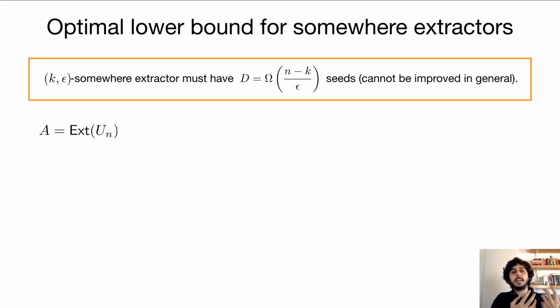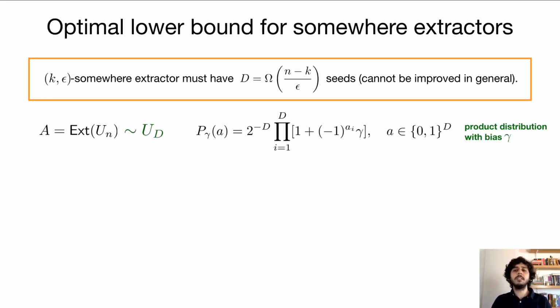So, like I said in the previous slide, the starting point for our lower bound is this special distribution A, which in this case is the output distribution of the somewhere extractor on a uniform input string. For the talk, I'm just going to focus on the still non-trivial setting where A is assumed to be a uniform distribution over d-bit strings. So in this case, like I said before, we'll define our distribution P to be a scaling of A. In this case, P will just be the product distribution with some bias gamma. So this is a distribution over d-bit strings, and gamma is some constant to be determined.